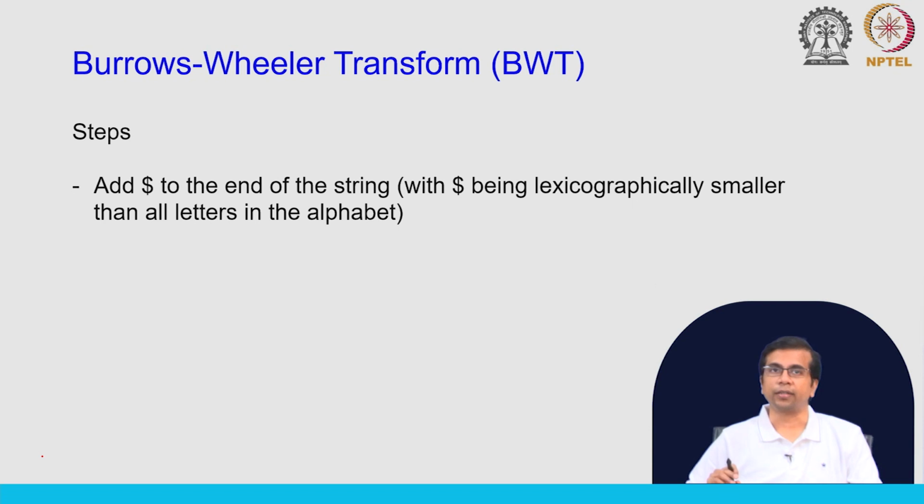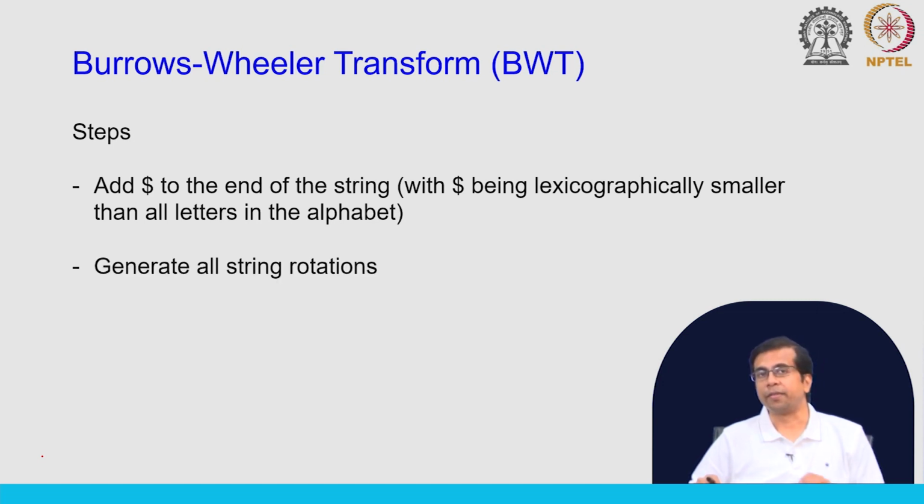The first step is, we add a $ to the end of the string. So, if you are taking a reference genome or reference sequence, we add this $ to the end. The assumption is that $ is lexicographically smaller than all letters of the alphabet. Especially if you have A, T, G, C etc., $ is smaller than that. So, when you do sorting, $ will come first. So, it kind of hints that there would probably be a sorting step later on.